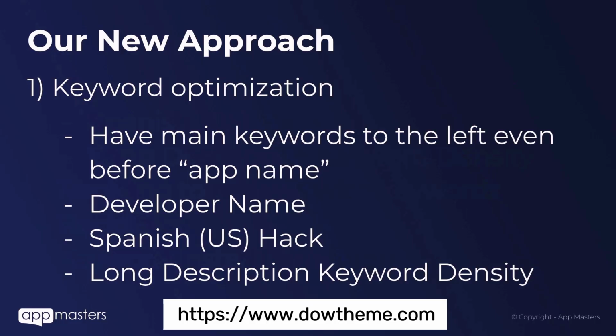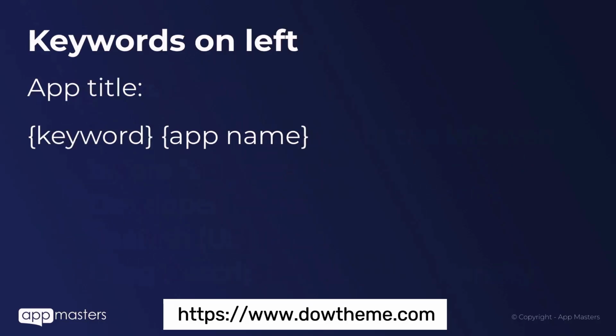The developer name. Now you can change this within Google Play, but I'll get into some of the details, and you can sort of use that and have different keywords that you want to rank for in the developer name. The Spanish US hack, I would definitely have in there, and then the long description keyword density. Okay, so keywords on the left, here it is, the example. The keyword that you want to rank for, like meditation, and then your app name. All right, and that's what we did for that orange keyword, and we saw phenomenal success. Almost immediately, we saw an immediate increase.